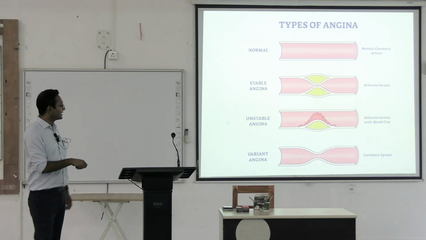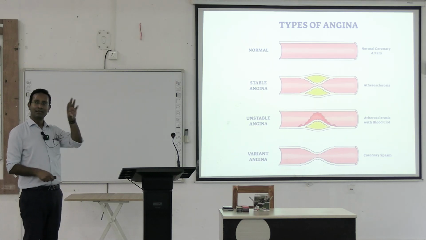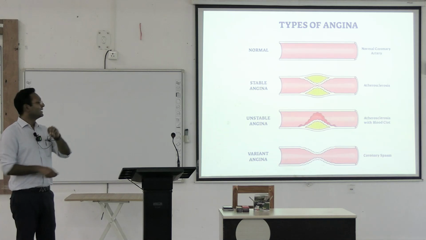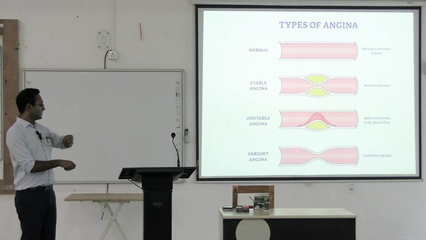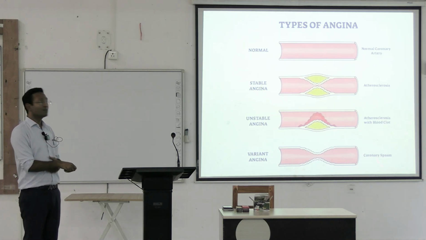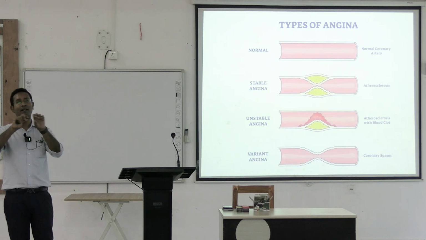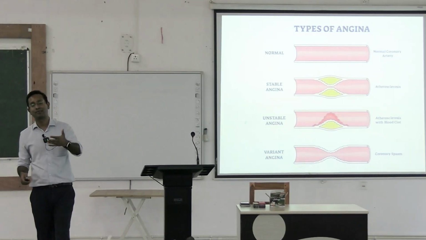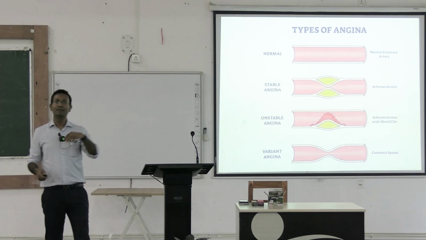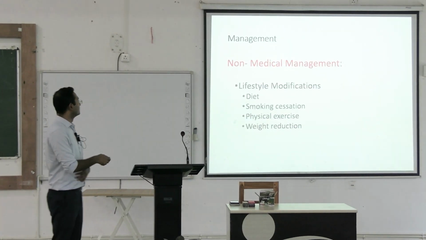And in variant angina, there is coronary spasm. The blood vessels narrow down. And if sometimes atherosclerosis occurs in this coronary spasm, it's even worse, because there is already spasm, narrowing of the blood vessels, and if an atherosclerotic plaque is present, it narrows even further.